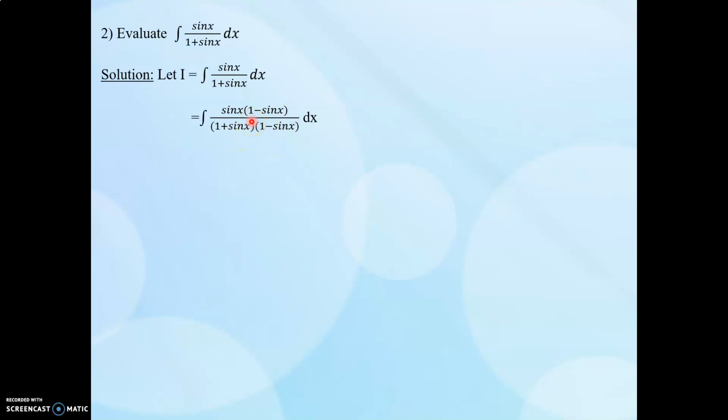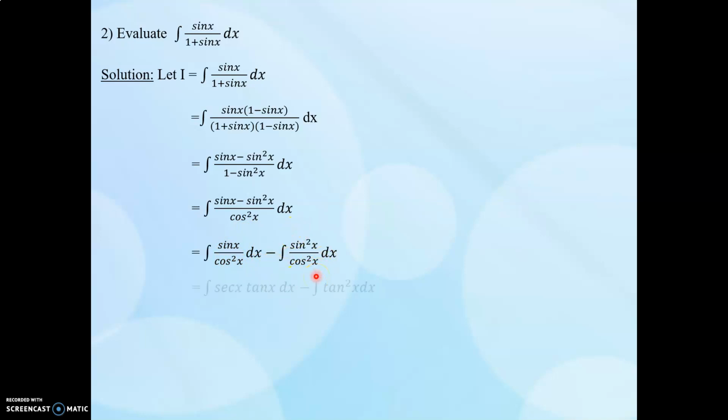So the numerator will become integral sin x minus sin square x, and the denominator is in a plus b into a minus b format. This will become a square minus b square. And 1 minus sin square x is cos square x by the fundamental identity. So you can change the denominator in the next step. So integral sin x minus sin square x upon cos square x dx. There are two terms in the numerator. You can split it into two terms. So integral sin x upon cos square x dx minus integral sin square x upon cos square x dx.